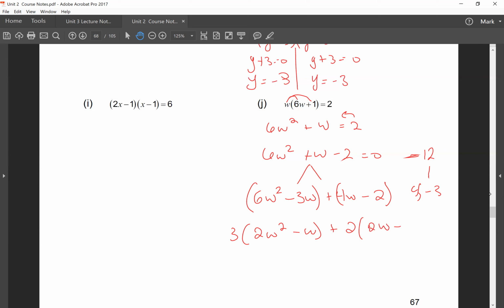2W minus... this should be 3W, not 3. I knew I made a mistake there. 3W, I can remove. I'll fix my mistake. So 2W minus 1. And there we go. So from this one up top here, guys, I made a mistake. Instead of factoring 3, I'm going to take away a 3W. And that leaves me with a 2W minus 1. So I get 3W plus 2.